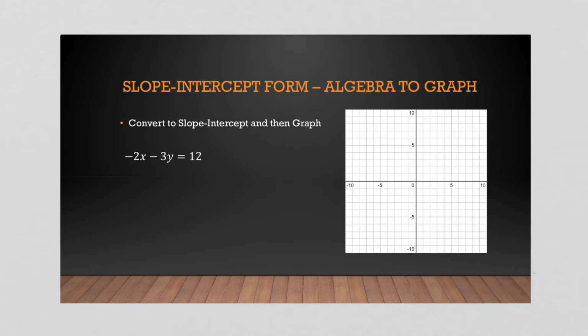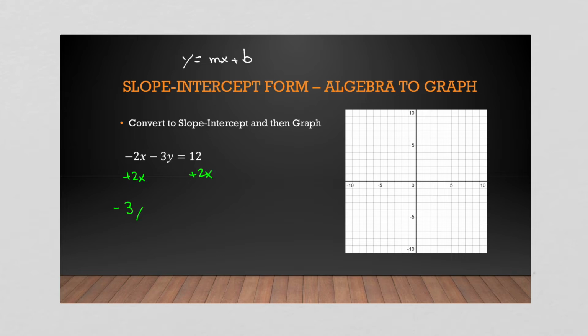So here we have an equation. It's not in slope-intercept form. We want it to look like slope-intercept form, which means we need the y value all alone. Once we get y all alone, you're in slope-intercept form. So first thing we're going to do is some algebra. We're going to add 2x to both sides because we want to get rid of the 2x.